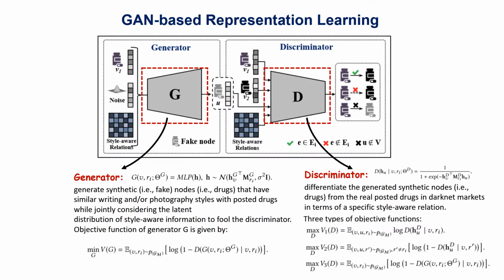In our designed model, the goal of the generator is to generate fake drugs which have similar writing and photography style to real drugs. It also considers the latent distribution of relations and attributed information to fool the discriminator. On the other hand, the discriminator differentiates the generated fake drugs from the real posted drugs in darknet markets in terms of a specific style or relation, which means the generator and discriminator play the minimax game with such objective functions as minimize VG while maximize V1D, V2D, and V3D.